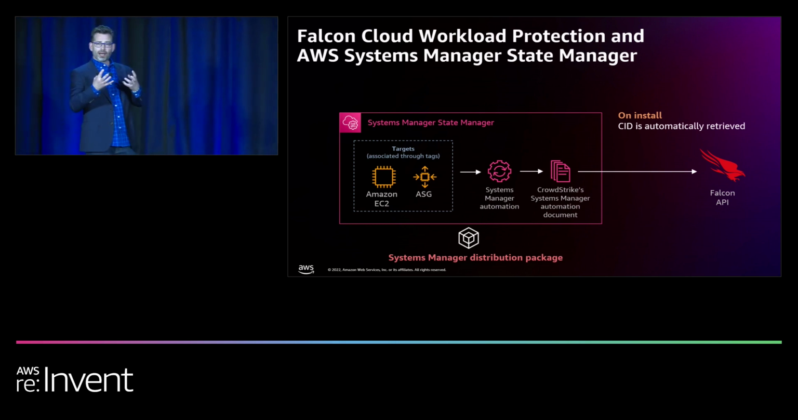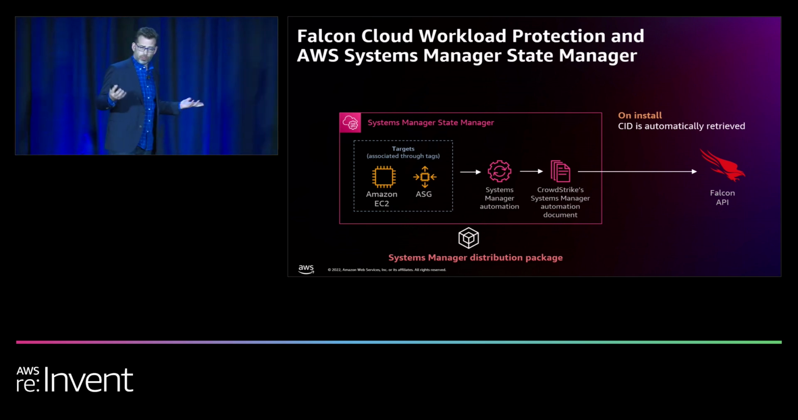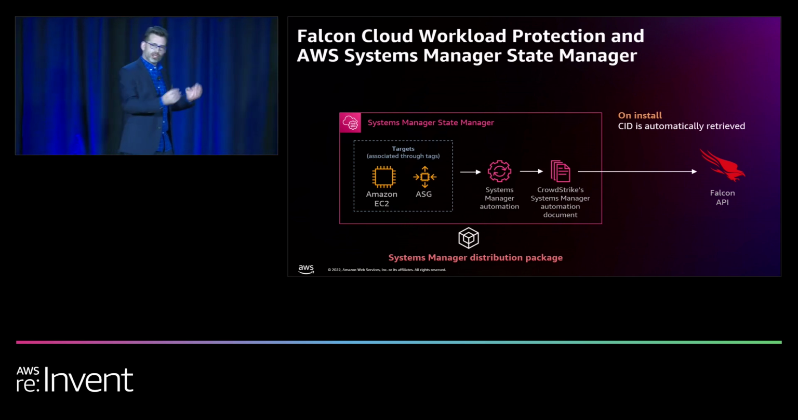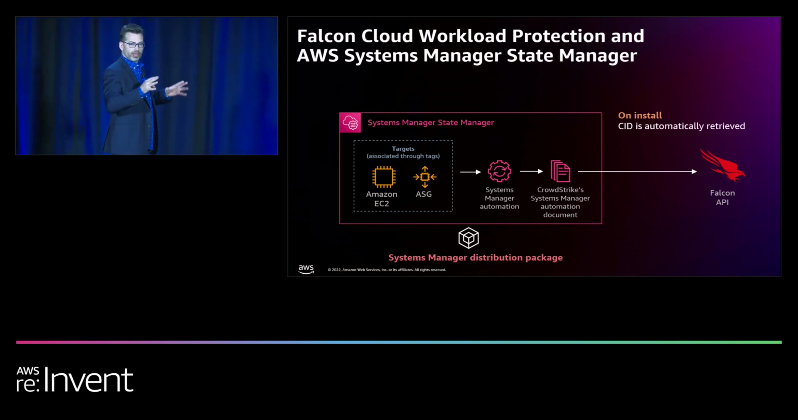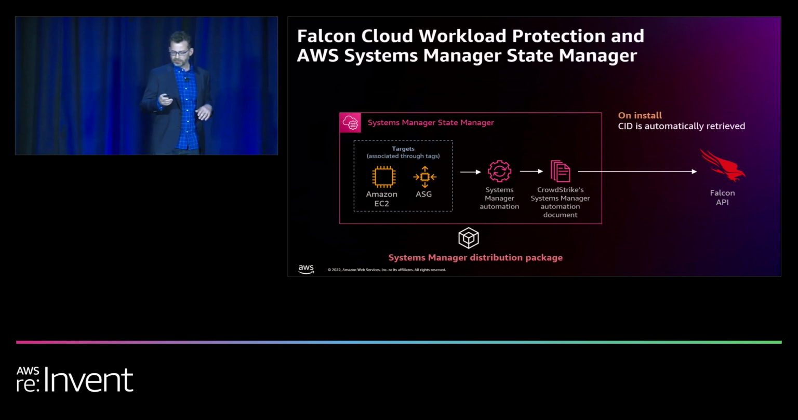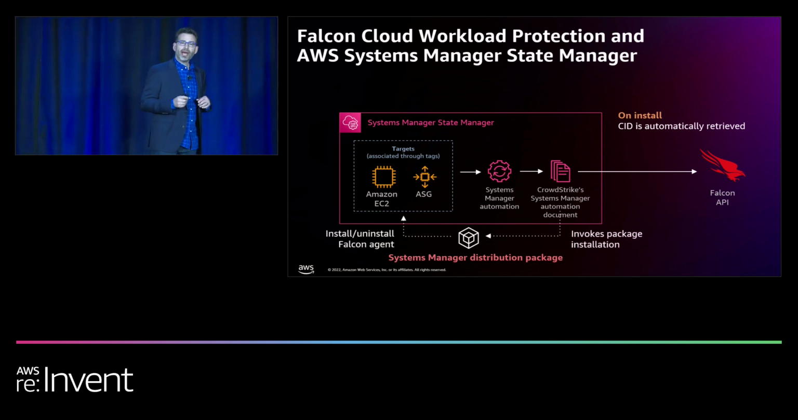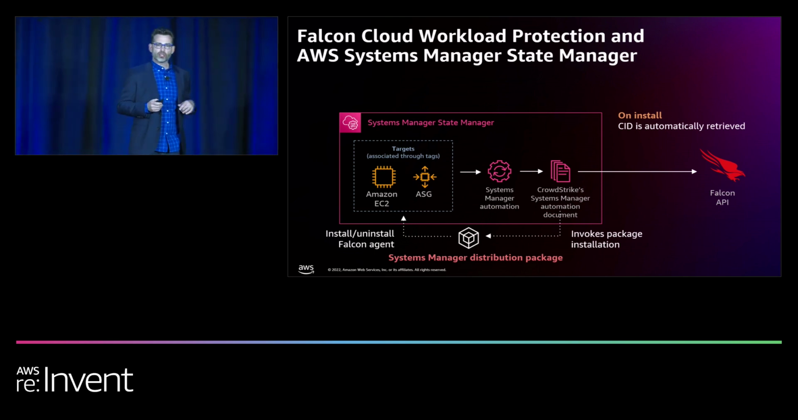And the Falcon API will deliver the customer ID. Customer ID is important so that all of your telemetry is sent to your account and correlated against your assets. Falcon API sends that back. The package is invoked and installed, and now your EC2 workload is protected.